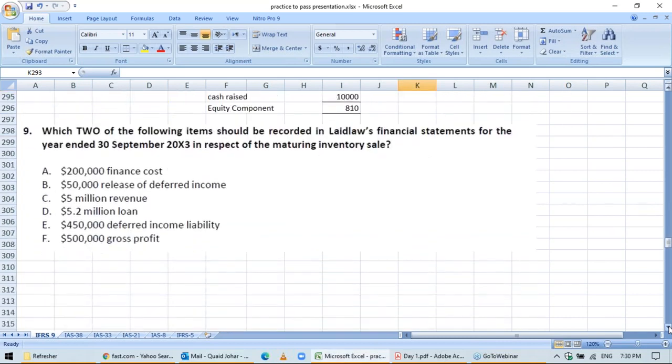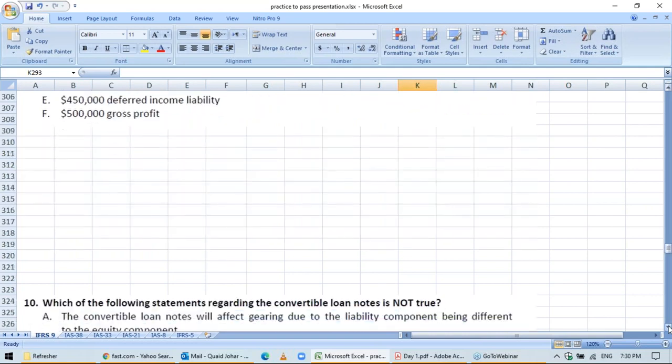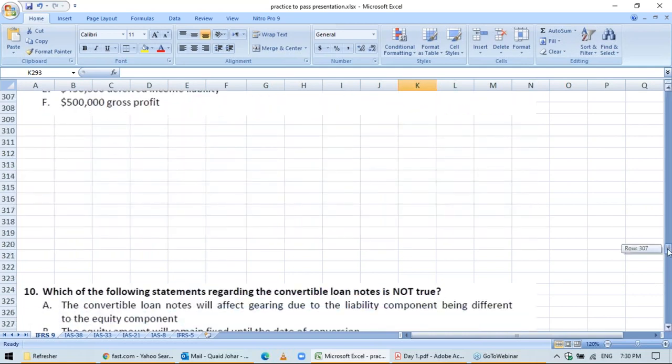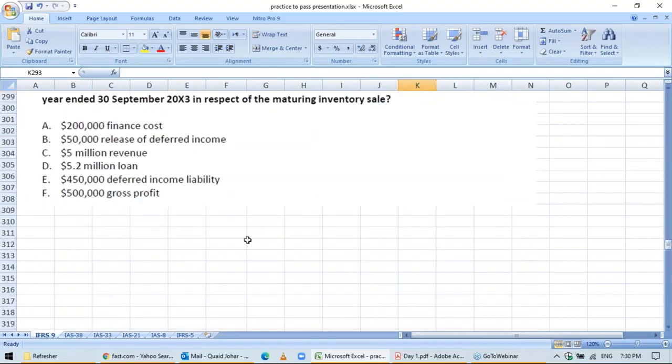Which two of the following items should be recorded in Laidlaw's financial statements for the year ending 30th September 2003 in respect of maturing inventory sale? Now remember, this maturing inventory sale is a sale and repurchase agreement.